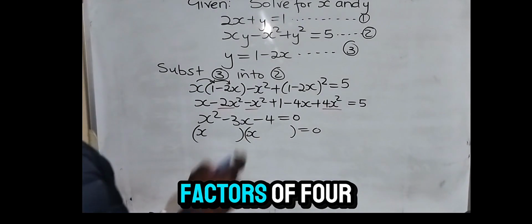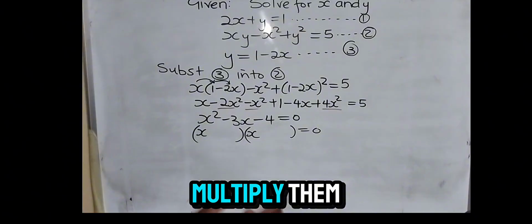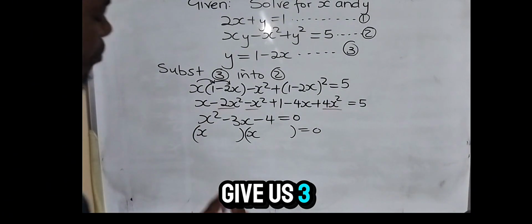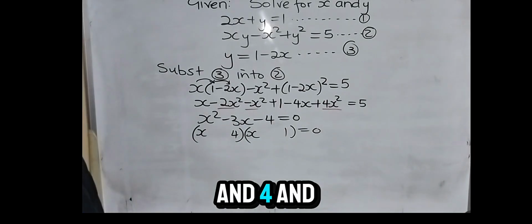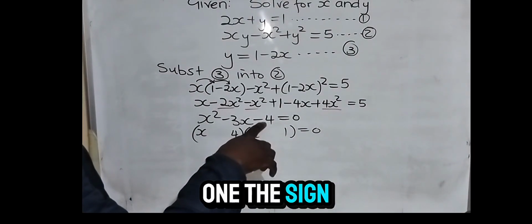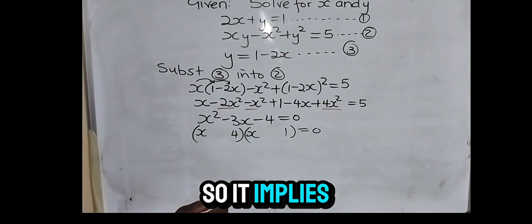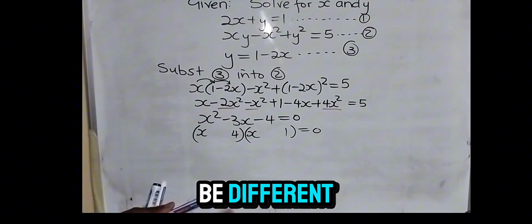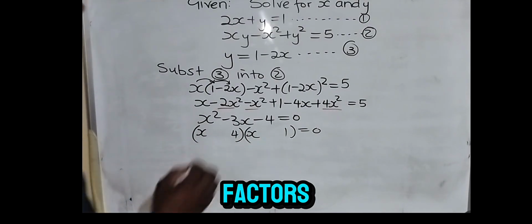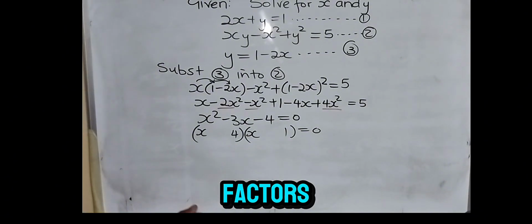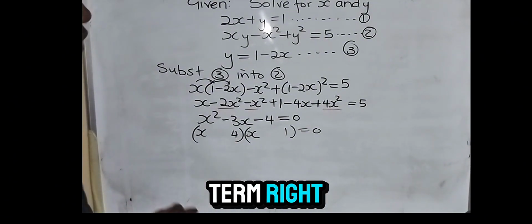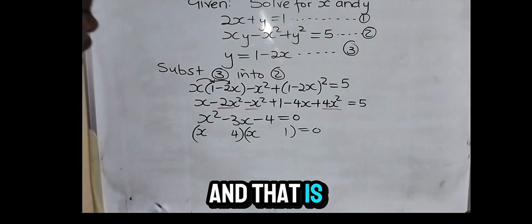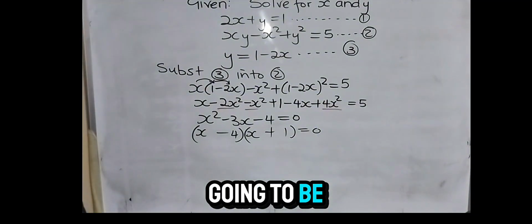And then what are we going to do? We're going to look for two factors of 4 that when we multiply them, they give us 4, but when we add them or subtract them, they give us 3. Those are 4 and 1. The sign of the constant is negative, so it implies that inside the brackets, our signs are going to be different. But how are they going to be different? The bigger factor between the two factors is going to take the sign of the middle term. The bigger factor is 4, so it is going to take the sign of the middle term, and that is negative. And obviously the other one is going to be positive.